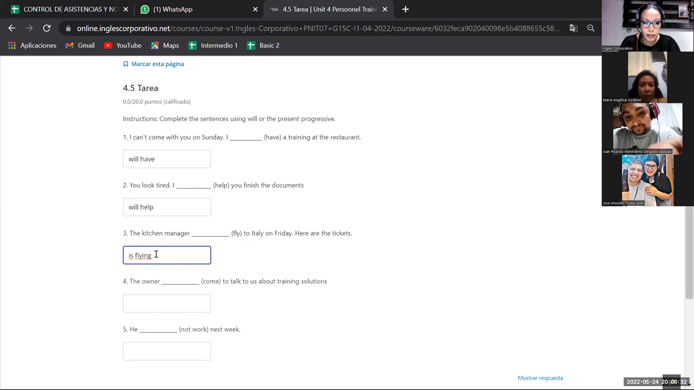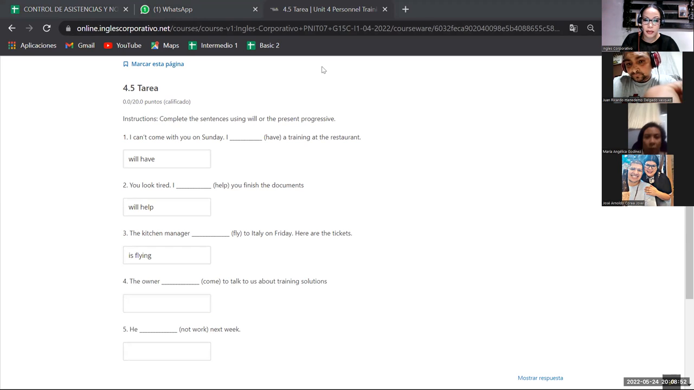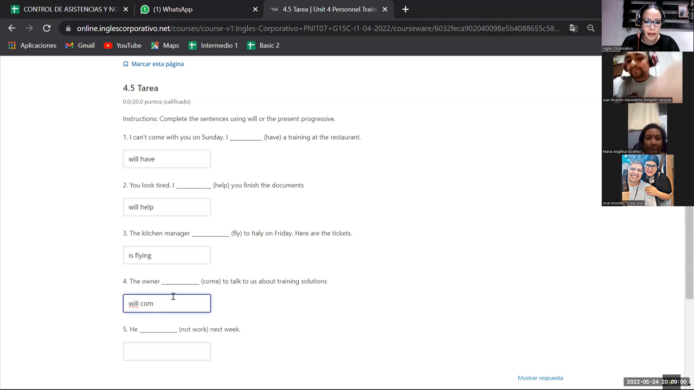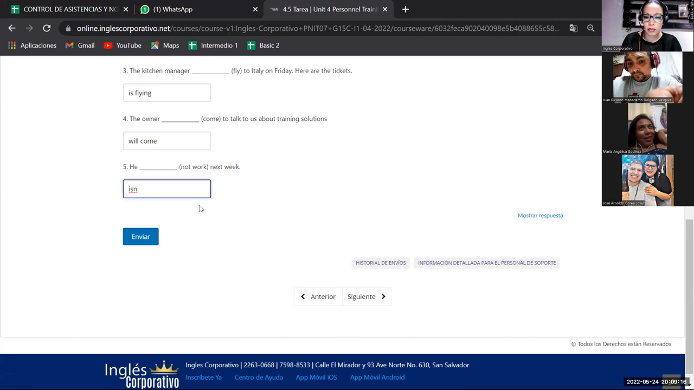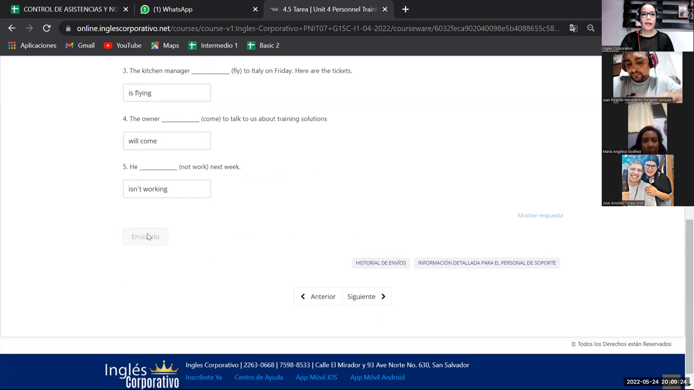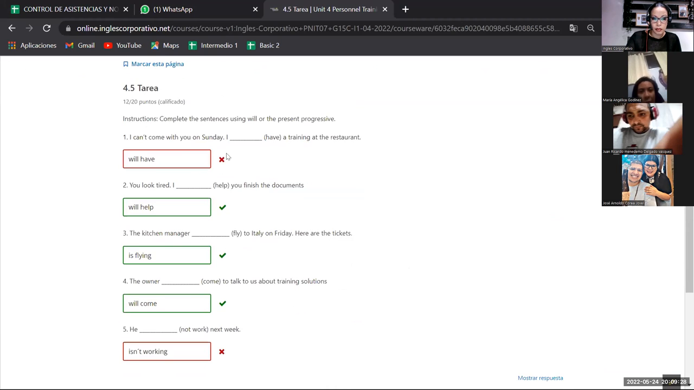And number four. So anybody has the answer for number four? No, teacher, me salió mala de todas las maneras posibles. En esta. Welcome. And the last one, number five. También me salieron esas dos de abajo malas a mí. Okay.